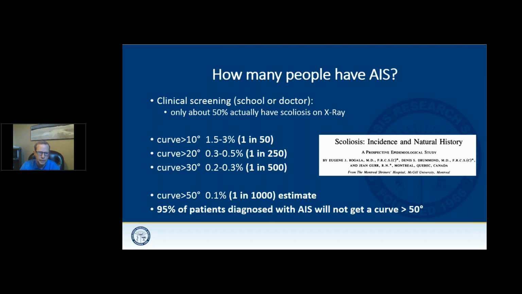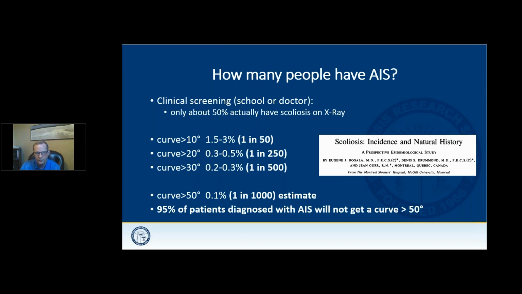So in the population, these are the basic numbers. About 1 out of 50 people has a real scoliosis, or a curve greater than 10 degrees. Now it's much less common to have a bigger curve. A curve greater than 20 degrees only happens in about 1 out of 250 people, so that's a 5-fold difference. And then a curve greater than 30 degrees only happens in about 1 out of 500 people.